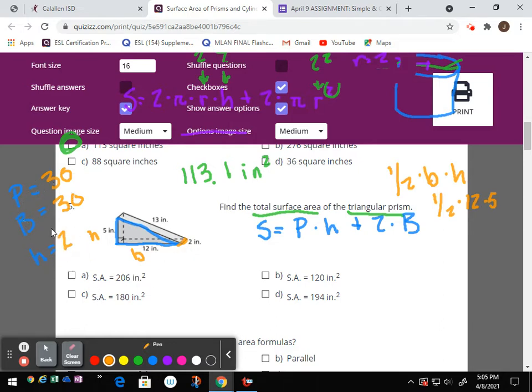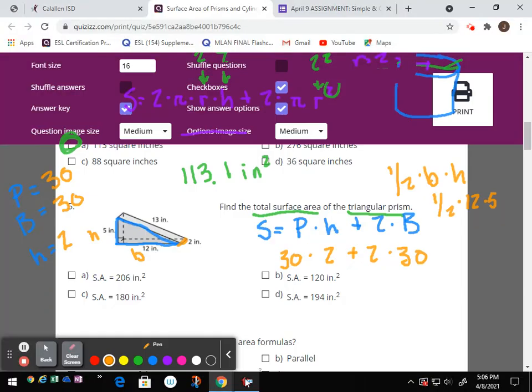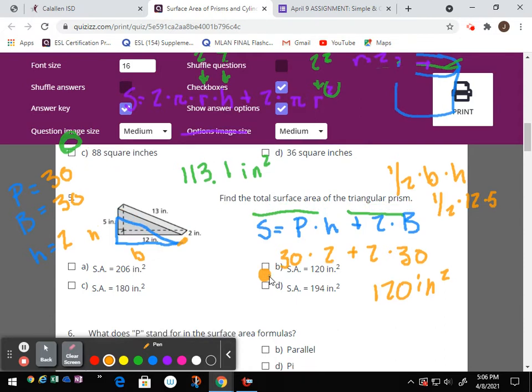We have all our numbers for our letters, so all we do is plug it in. P is equal to 30. H we said is 2 for the 3D height, plus 2 times our big B, which is 30. Let's plug this into the calculator. 30 times 2 plus 2 times 30. We get 120 inches squared. It's squared because we found the area, which we can see is answer choice B. B is the correct answer for number 5. We're going to go on to number 6.